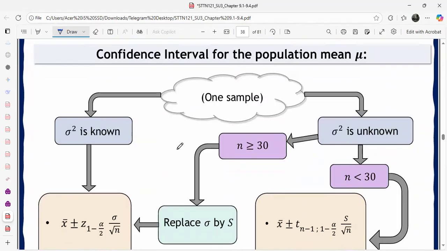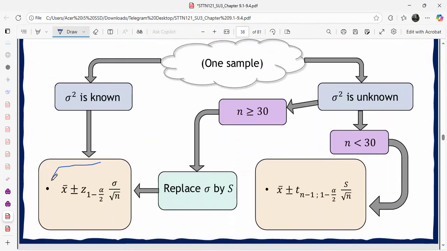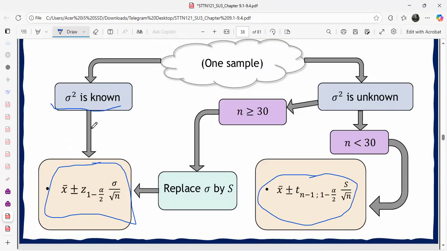Okay, this is the formula. Look at this. This is the formula for the confidence interval, and this is the formula for another confidence interval. When you look at these two formulas, they're not the same. We use this one when the population variance is known. But when the population variance is unknown, we use this one. And remember, for this one, n will be less than 30.